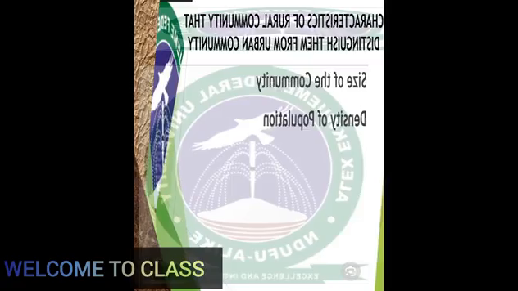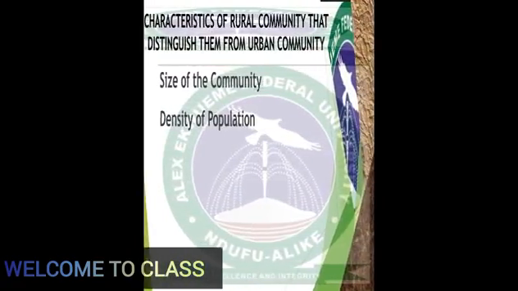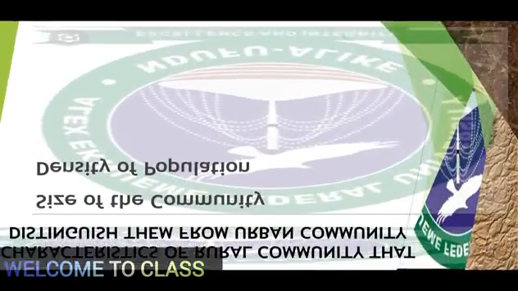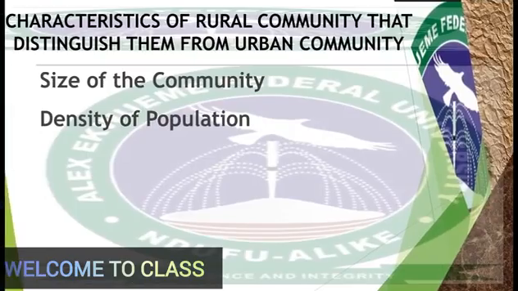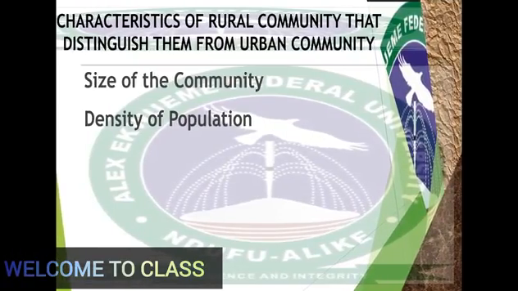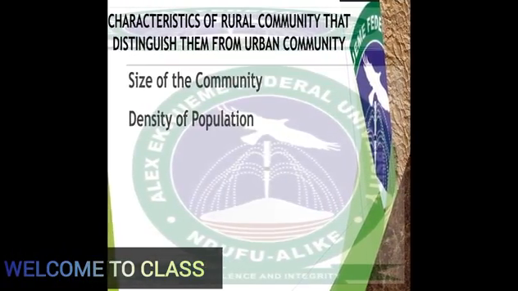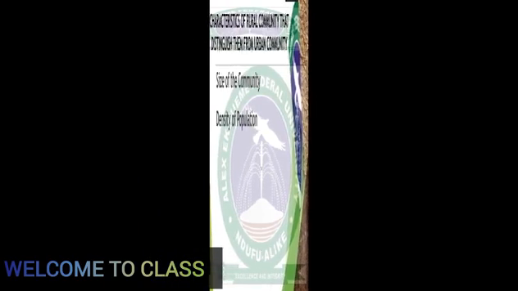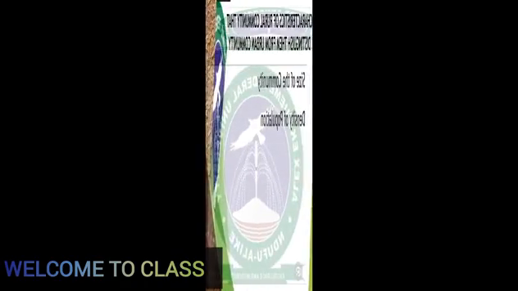Now, we go to the characteristics of rural community, which distinguish them from urban community. There are certain things we see in our rural community which make our rural communities different from our urban centers. We've, of course, mentioned some of them in the course of the introduction to this particular session. Now, we look at the size of the community.